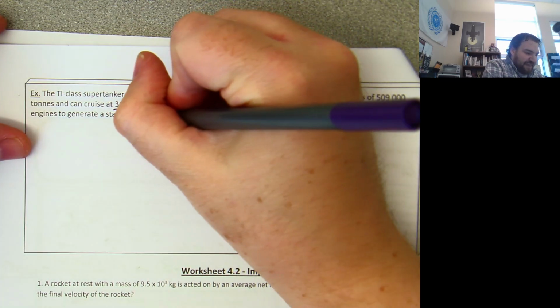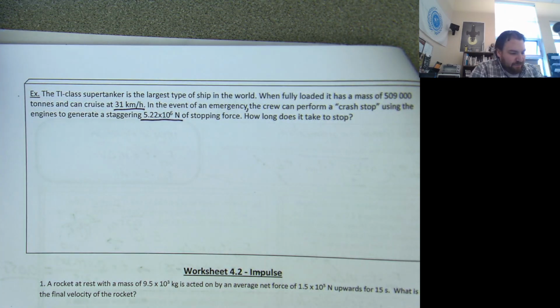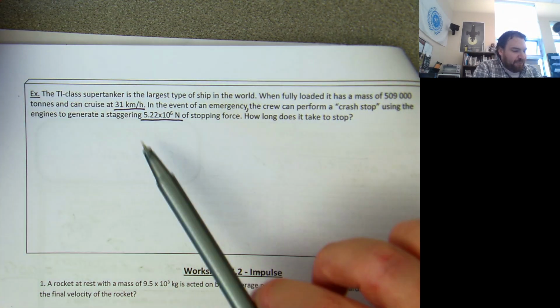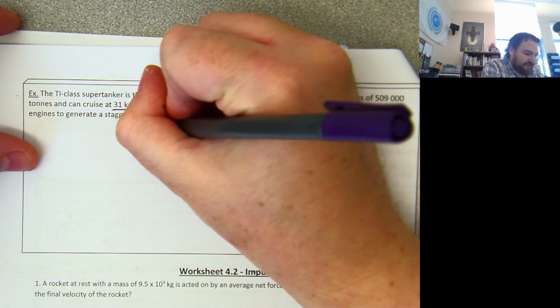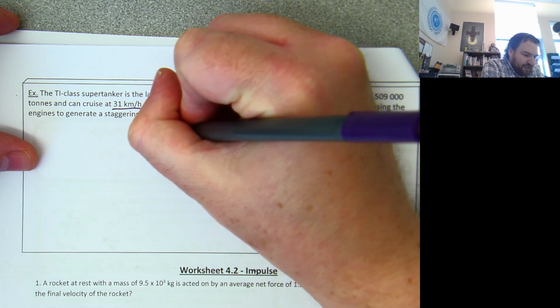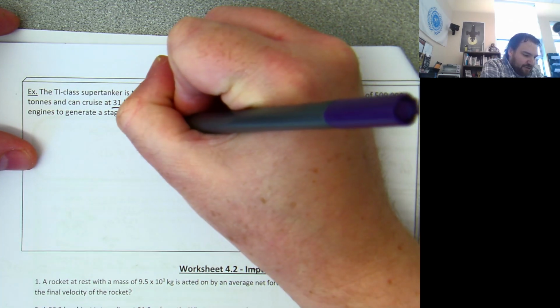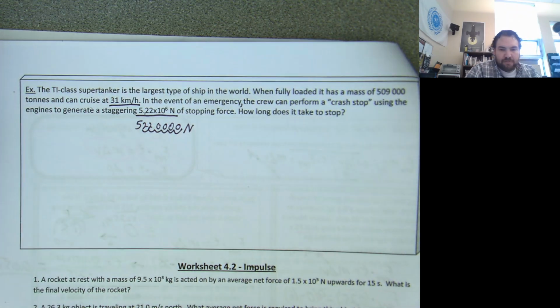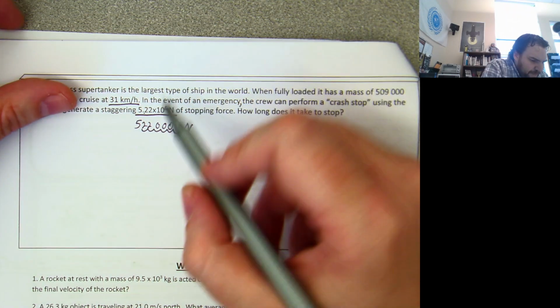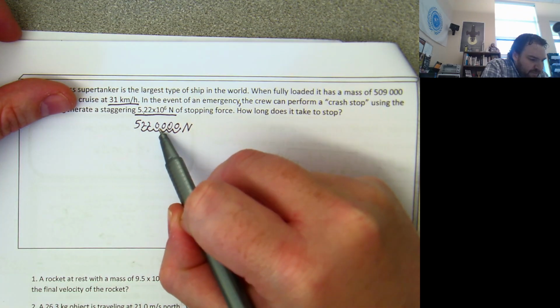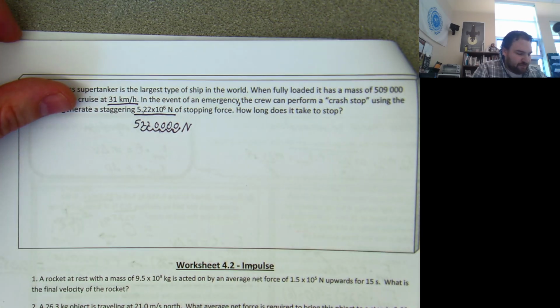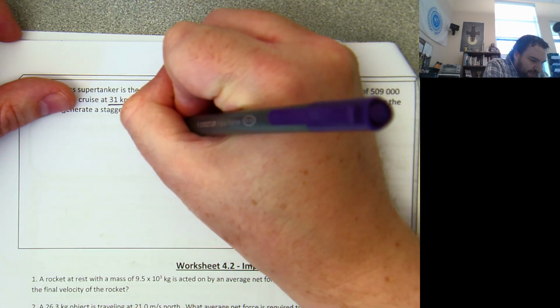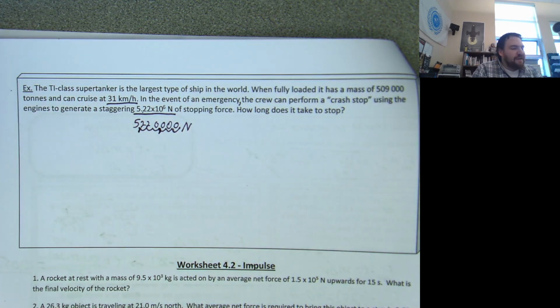So the engines on that thing can generate a relatively staggering number: 5.22 times 10 to the 6, which is 5, followed by 1, 2, 3, 4, 5, 6 digits, so 2, 2, then a 0, a 0, a 0, and a 0. Newtons. Did I miss a 0? 1, 2, 3, 4, 5, 6. No, we're good. So that number, just so we're clear, is 5,220,000 newtons. That is a ridiculous amount of force.